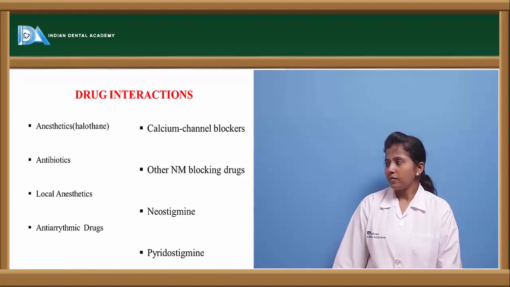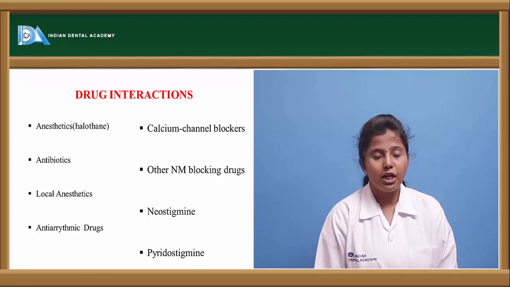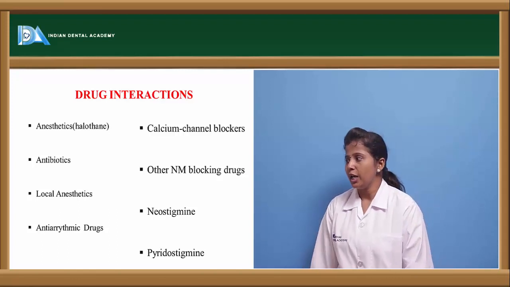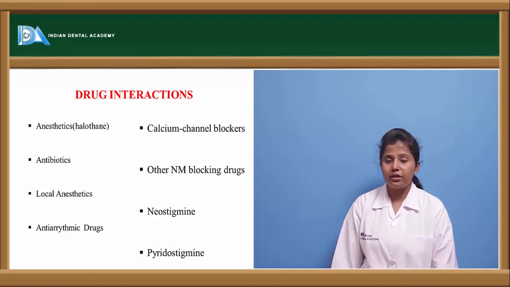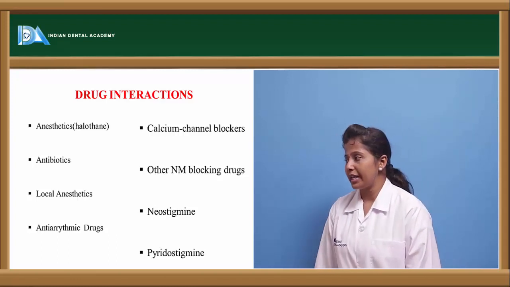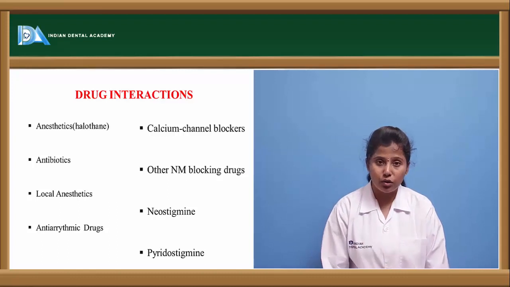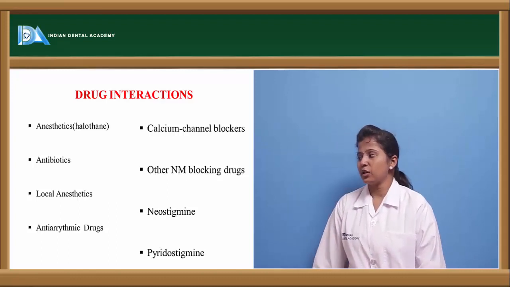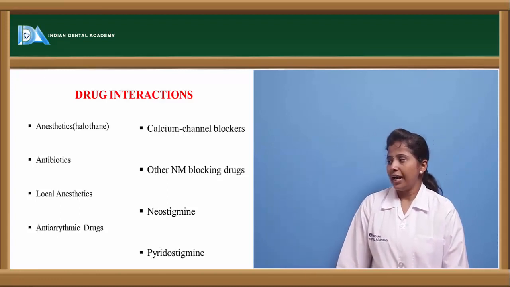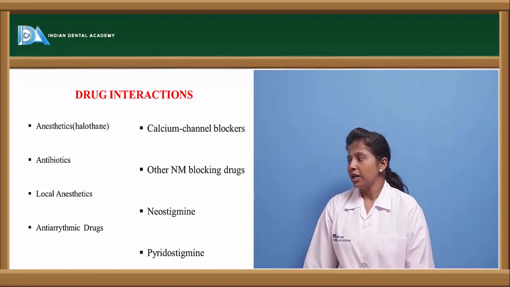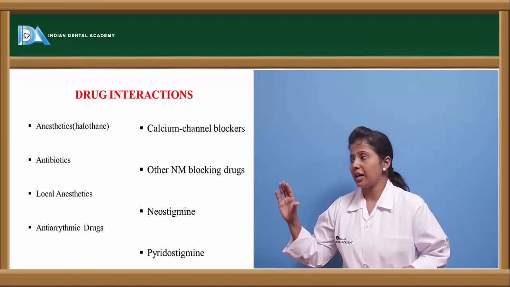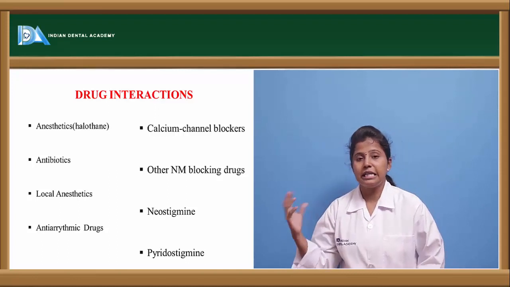What are the drug interactions? Or else we can say, in which conditions these drugs are to be contraindicated. These anti-nicotinic drugs or neuromuscular blocking agents have drug interactions with anesthesia, especially halothane, and antibiotics, local anesthetics, anti-arrhythmic drugs, calcium channel blockers, and other neuromuscular blocking drugs, neostigmine and pyridostigmine. So these anti-nicotinic drugs should be contraindicated in these conditions.